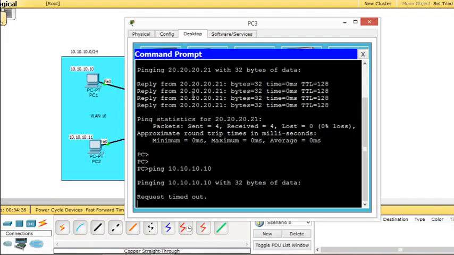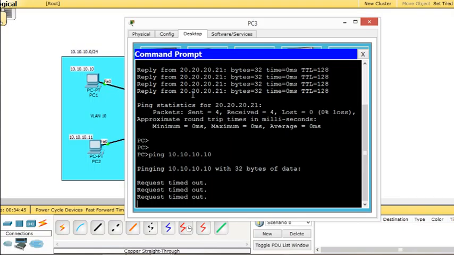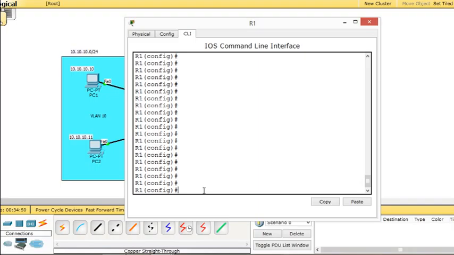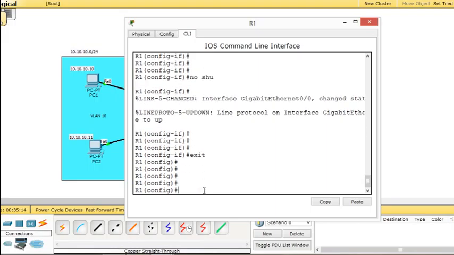Okay, after creating these sub-interfaces and configuring IP addresses, we'll have connectivity between VLANs as well. Okay, let's move to the router. First of all, we have to switch on the physical interface, because if the physical interface is down, the sub-interfaces will also be down. So we have to no shut this interface, and then we can create sub-interfaces.